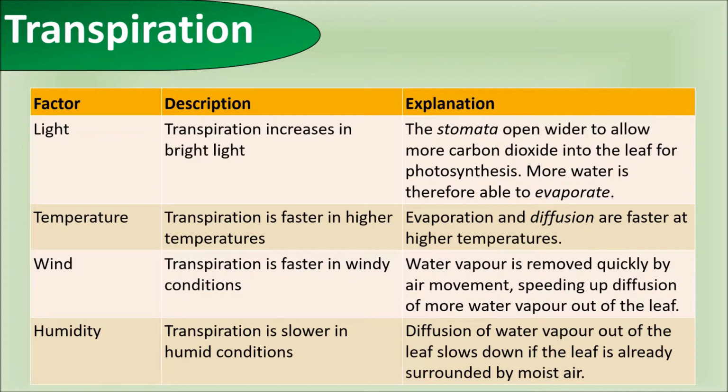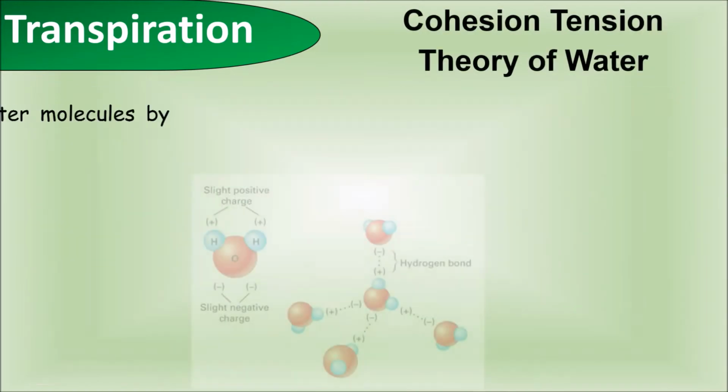Windy conditions will cause an increase in transpiration because water vapour is removed quickly by the air movement, speeding up diffusion of more water vapour out of the leaf. And humidity. Humidity actually slows down transpiration. When the air is more humid, it has a high concentration of water in it. So therefore, it's harder for the water to diffuse out of the leaf into the air because there is not so much of a concentration gradient.